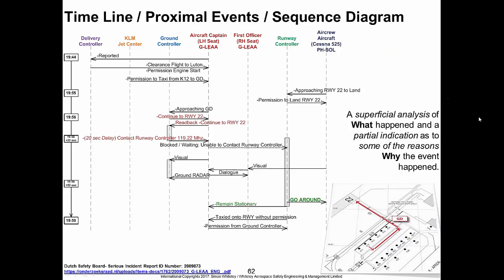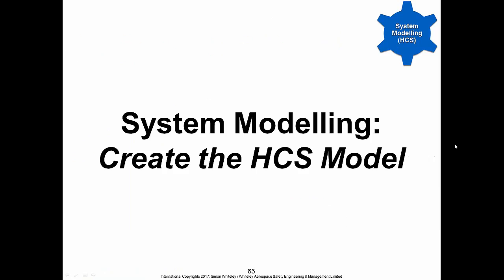But just doing this timeline, just doing the sequence of events, this is really just a superficial analysis of what happened and a partial indication as to some of the reasons why the event happened. And this is where STAMP really adds to this and provides a lot of value.